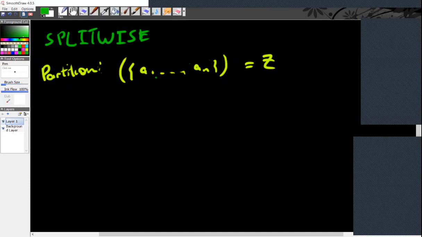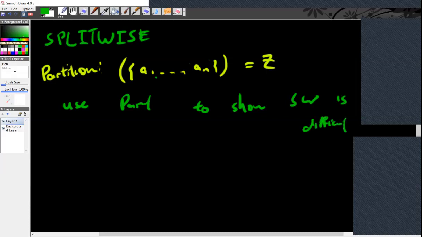Now let me ask you guys a question. If I'm going to use partition to show splitwise is difficult, which direction should the reduction be?